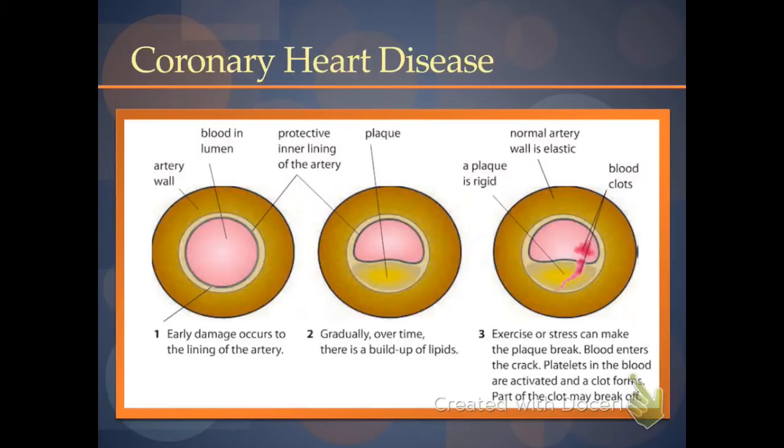Okay, the last thing we need to talk about is actually coronary heart disease. This is one of the examples that IB has asked us to discuss in relation to the vessels. And so we're going to talk about coronary heart disease. And first we need to think back to our heart diagram.